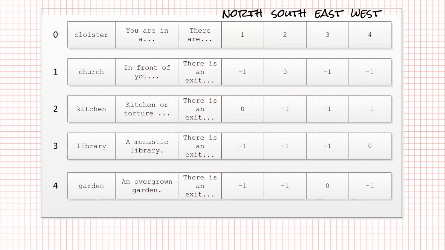I chose -1. Now, look up at the cloister. Where do we end up if we go north from the cloister? There's a 1 there. So we go to index 1, the church, and so on. Now, I hope the data structure makes sense. Let's go back to our program and see how to build it and work with it in Python.